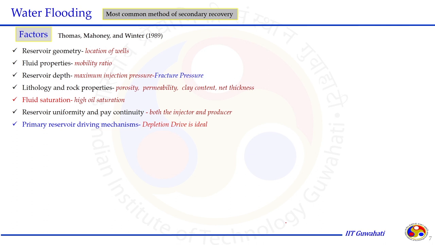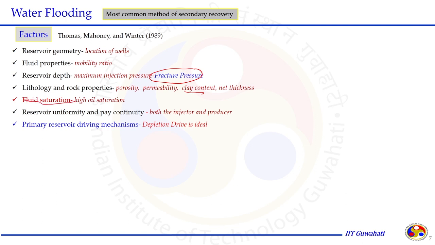Reservoir depth: if we have the reservoir at a high depth, we have to inject the water at a very high rate, and in that case we have to inject the water at a high pressure, and then the pressure may exceed the fracture pressure of the rock present in the reservoir domain. Hence care should be taken that it is not fracturing, otherwise the fracture may go in any direction in the reservoir domain and the crude oil may migrate through this fracture to other nearby zones. Lithology and rock properties like porosity, permeability, pay zone thickness, and the type of geological formation all matter in deciding the water flooding.